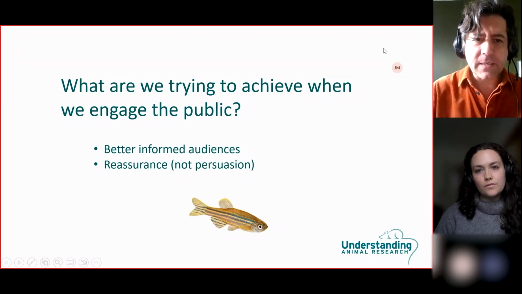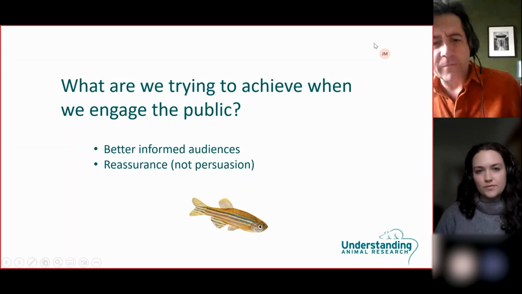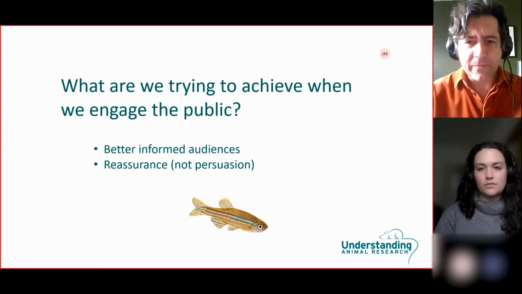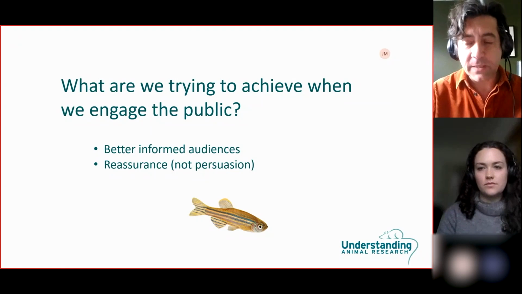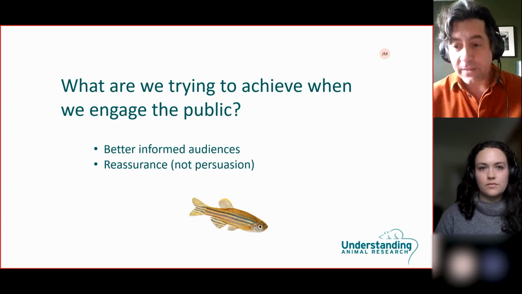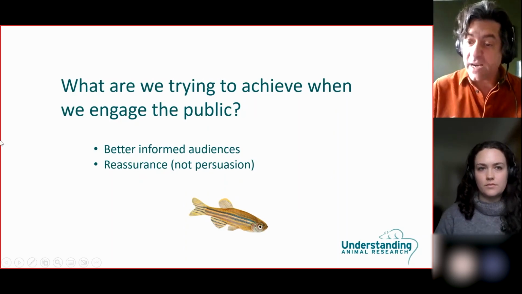So these are realistic expectations we can have: reassurance, not persuasion, and better information. We can always bring information, and whatever we offer about animal research is always going to be welcome, because whatever their starting position is, the conditions that animals are actually used in are going to be better.